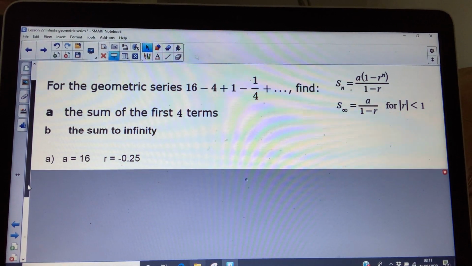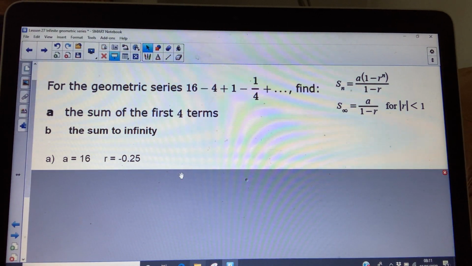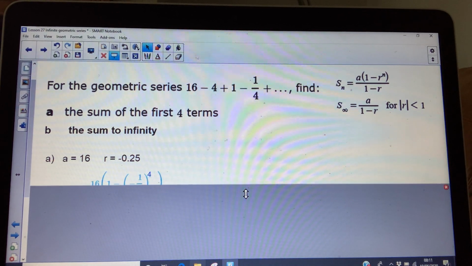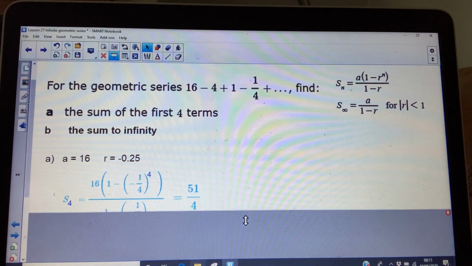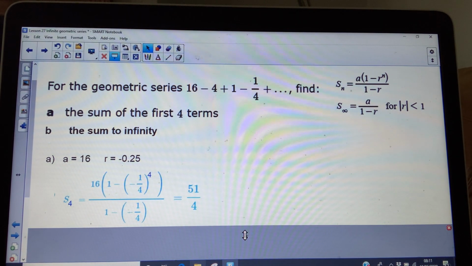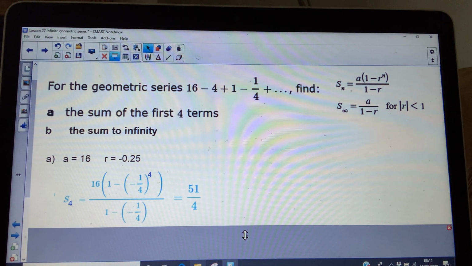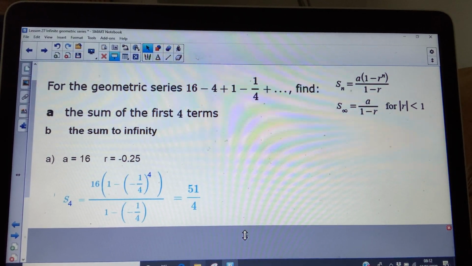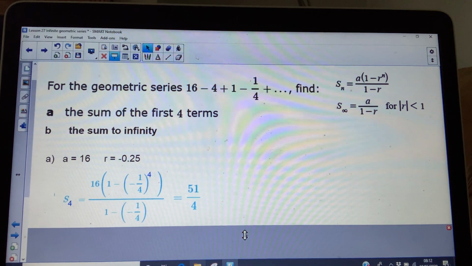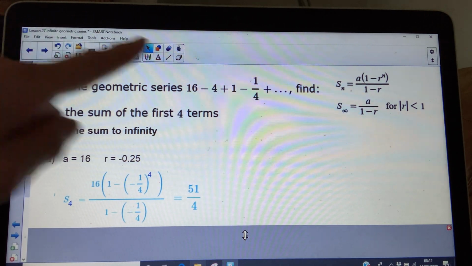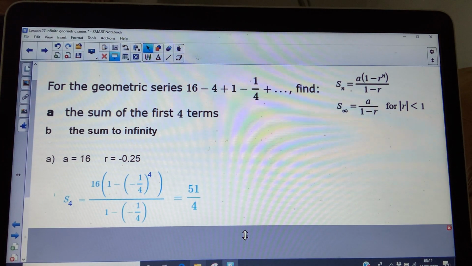So a is 16 and r is -1/4, which I've written as a decimal because I'm doing this on my computer and it's easier to write. But then if you pop them in your formula, the sum to 4 terms is 51/4, which is going to be just under 13, isn't it? 12.75. Again, you could have just physically added those up.